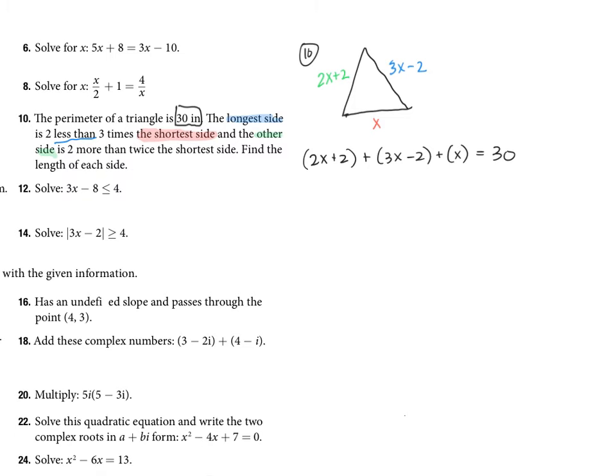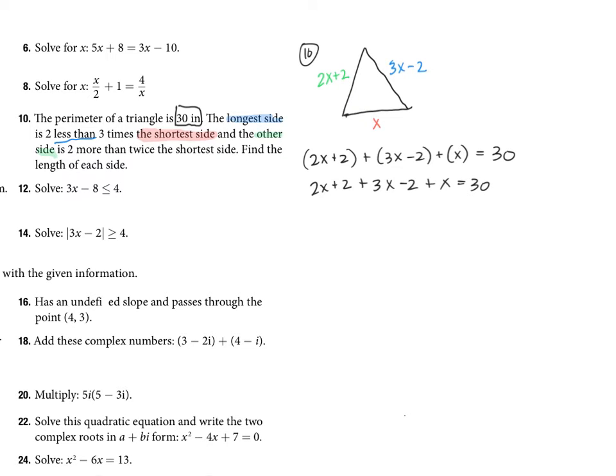The parentheses are not really necessary because I'm adding everything. I did that though so you can see where all the pieces are coming from, right? Each side is in parentheses, so you can see the 3 sides. So without the parentheses, you just have 2x plus 2 plus 3x minus 2 plus x equals 30.